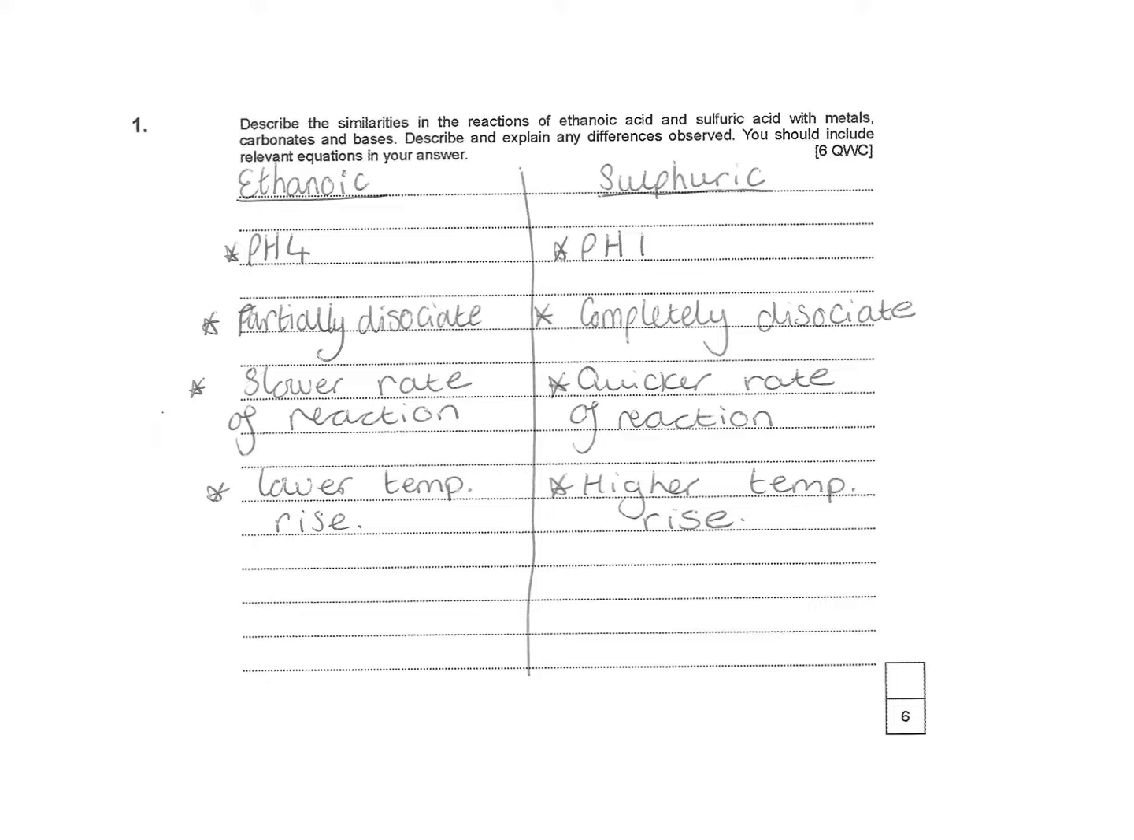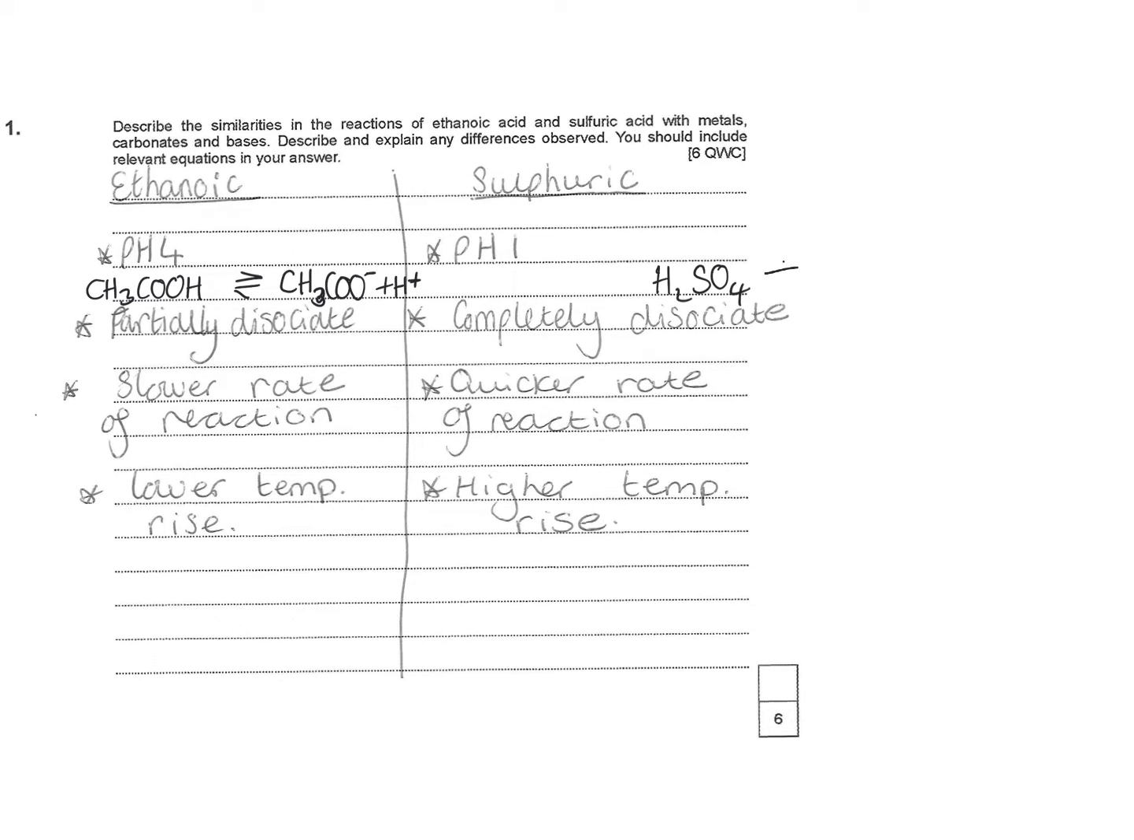So ethanoic acid has a pH of about 4, sulfuric acid a pH of about 1. Ethanoic acid will partially dissociate. This is the chemical formula for ethanoic acid, and it would partially dissociate into CH3COO minus plus H plus. Whereas sulfuric acid will completely dissociate. Sulfuric acid looks like that, and we'll end up with SO4 2 minus plus 2H plus. It completely splits into its H plus ions, which is what causes something to be acidic.